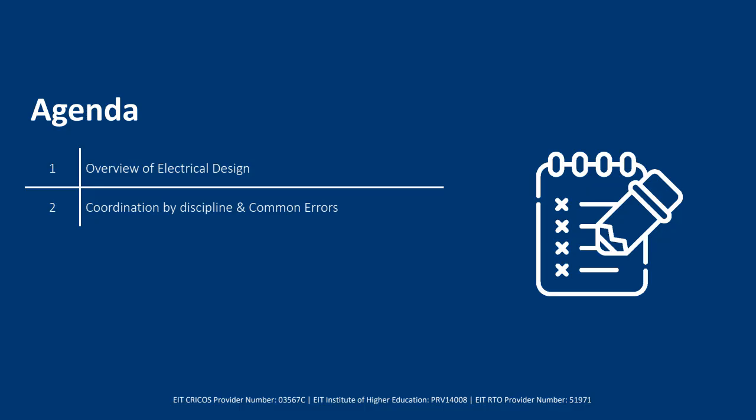So it's a pretty straightforward agenda. What we're going to do is just give a quick overview of electrical design and all the things that can encompass within our scope. Then we're going to run through the interface of electrical engineering design with every different discipline that you might come across.